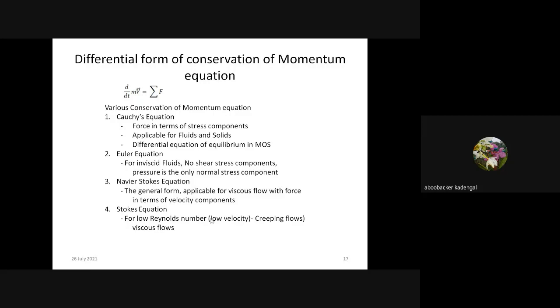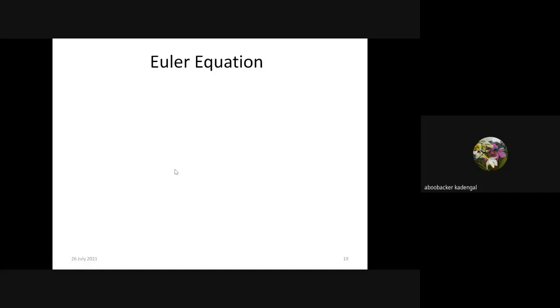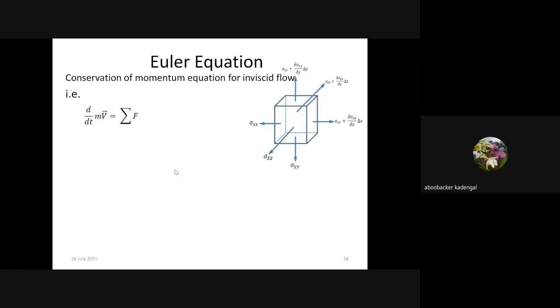Out of these, the most popular one is the Navier-Stokes equation, and the simplified form of the Navier-Stokes equations is the Euler equation for inviscid or potential flows. Now the conservation of momentum equation for inviscid flow. We take a differential element, and only normal stresses will be there on the faces.